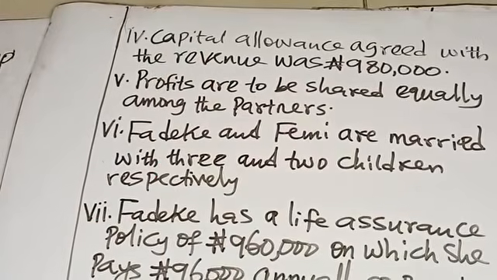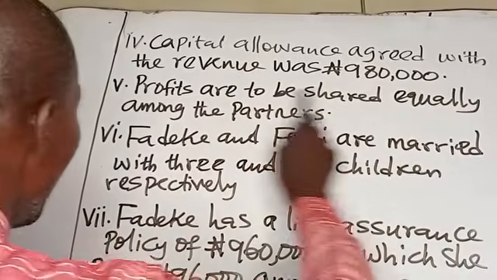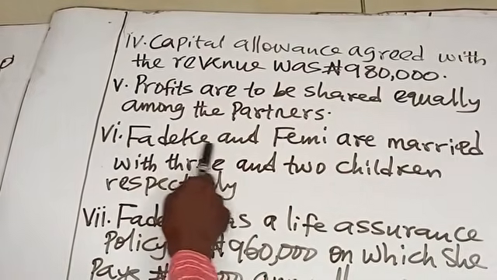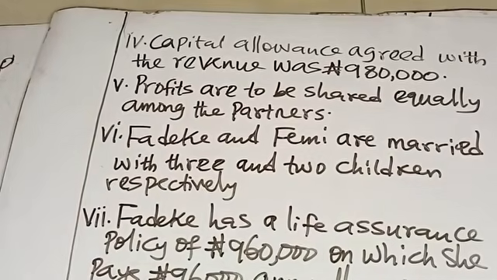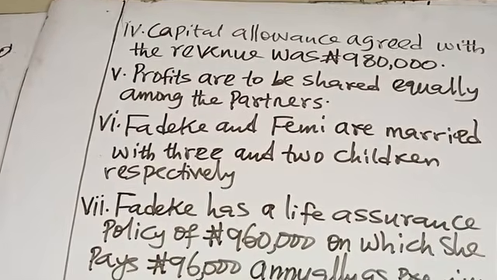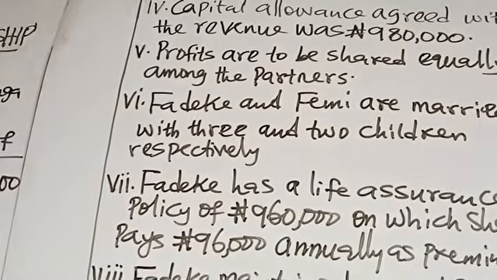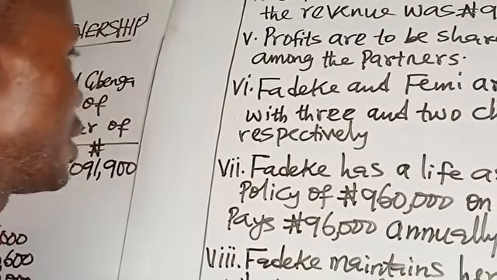4 is capital allowance. Notified profits are to be shared equally among the partners. That is the profits or losses sharing ratio. Fadike and Femi are married with 3 and 2 children. So we don't need that information since children allowance is no longer granted. All those allowances have been consolidated. That is why we now have consolidated relief allowance.